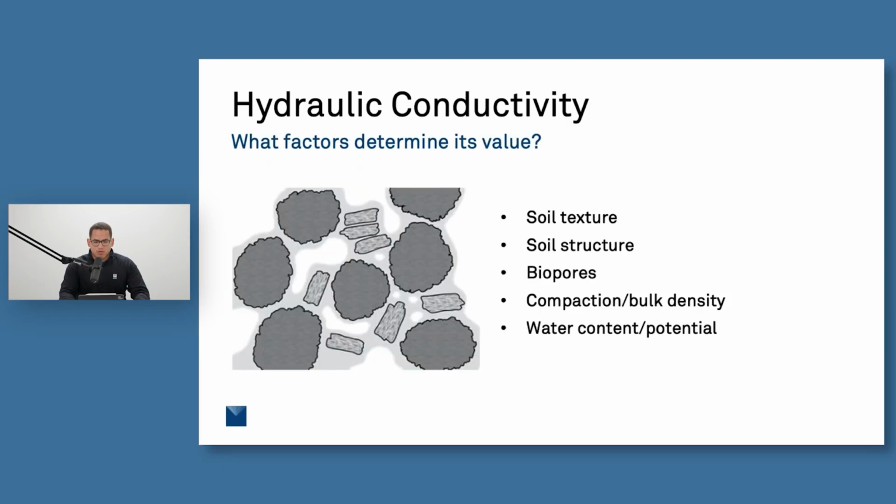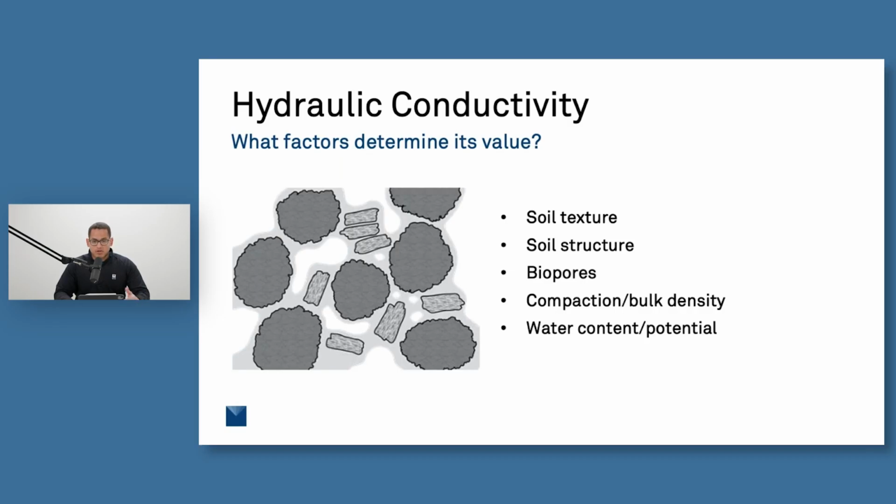So, of course, what factors determine or impact hydraulic conductivity? The primary factors that determine what the hydraulic conductivity of a soil is are things like soil texture, soil structure, the biopores that exist or the absence of biopores, and we'll talk about one of those examples in one of the case studies, things like wormholes. And then, of course, compaction and the density of the soil. So how we're impacting the soil through trafficking and things like that.